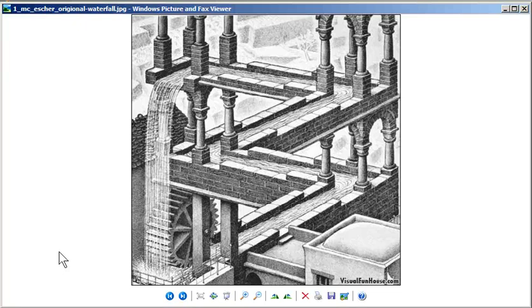This one is about op art, or optical art. You can also read about this in chapter 8 in your textbook, which I strongly recommend. And one of my favorite optical artists, one of my favorite artists of all time, is M.C. Escher. This one is the Perpetual Waterfall, I believe it's called.